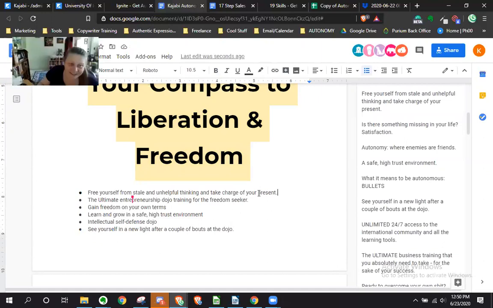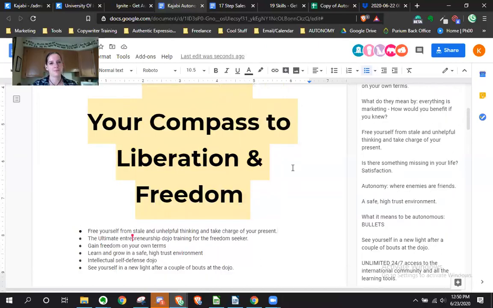You know what Dennis was calling it on Raising Excellence? The masquerade. The current masquerade. That's good. I like the addition of liberation. That's a strong word right there.